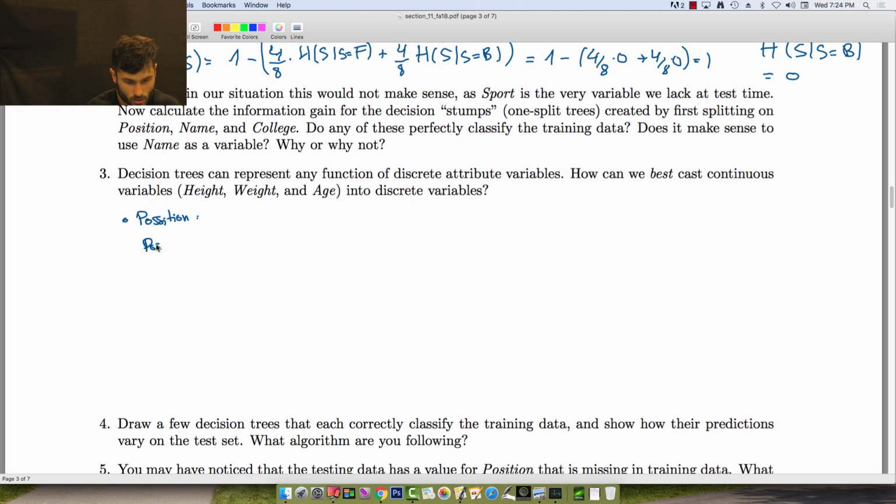Let's consider that position is equal to center. So in that case, the probability of sport being equal to football given position is equal to center is one example out of 4, because for all the possible values that have position equal to center, there is one that plays football, and 3 out of 4 that play basketball. So the probability of basketball, given that position is equal to center, is 3 out of 4.